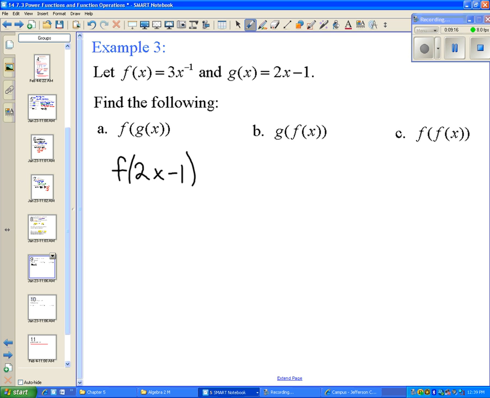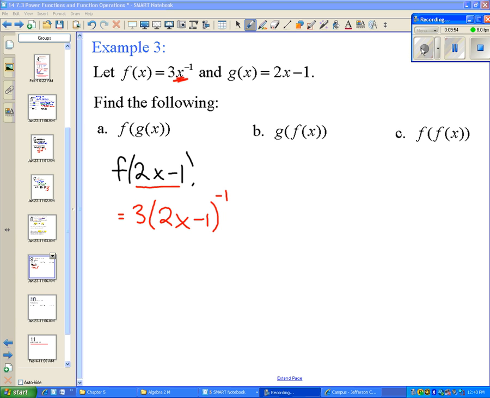Well, great. That is in place of, well, what do I usually write there? I usually write f of x, right? So in f of x, everywhere I see the letter x, what do I need to put in its place? 2x minus 1. So that means my function is now 3. There's an x. What do I write in its place? 2x minus 1. Finish off f of x and put it to the negative 1 power.